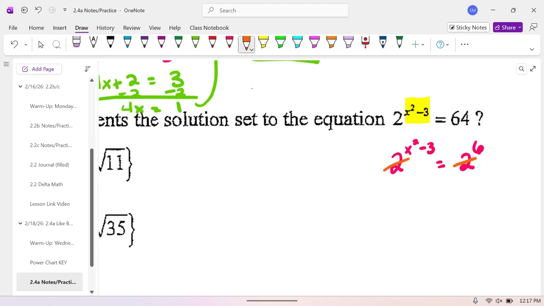So cross these out. x squared minus 3 is equal to 6. Now, this is a very simple quadratic because we don't have a b value, meaning it doesn't look like ax squared plus bx plus c. We don't have a singular x. We just have an x squared. All right. So we can solve this equation by taking a square root. So first off, before I can do that, I gotta get the x squared by itself. So what do we do? Add a 3 to both sides.